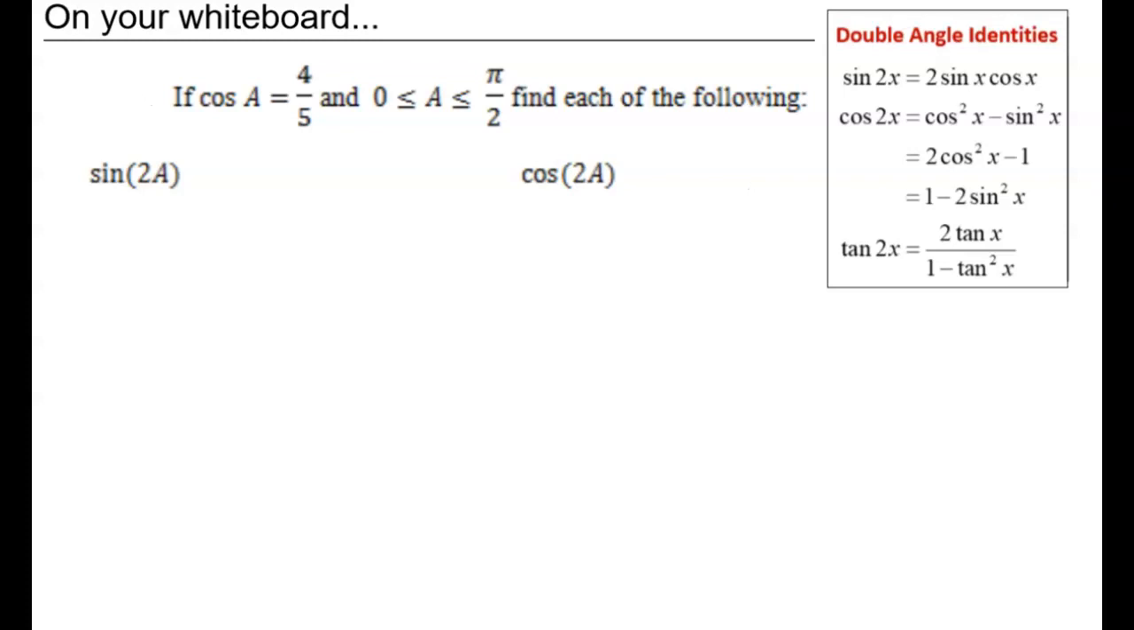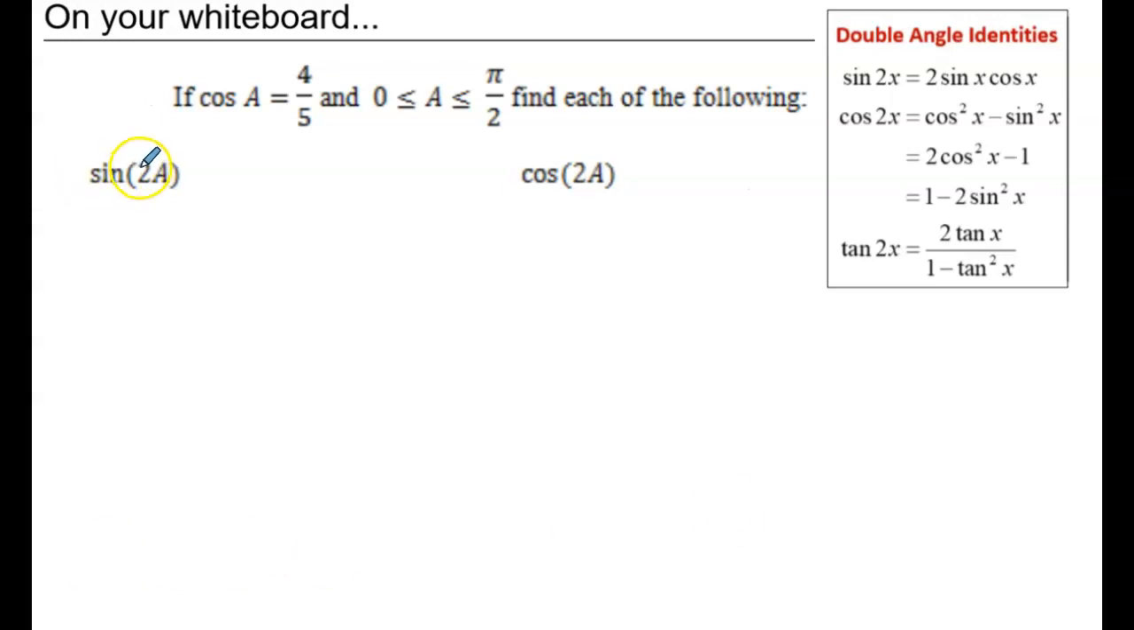You're going to pause the video and try evaluating the sine of 2A and the cosine of 2A when you're given that the cosine of A is 4/5 and A is between 0 and pi over 2 inclusive. And here are the double angle identities that we looked at in example 1 that you can use as a reference. Once you've given these two problems a try, then go ahead and turn the video back on and we'll work through them together so you can check your answers.